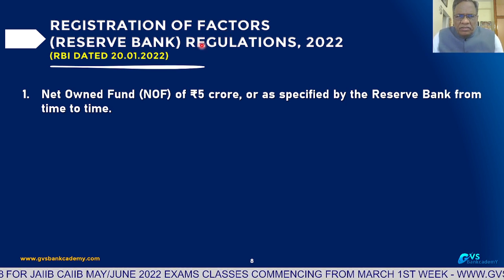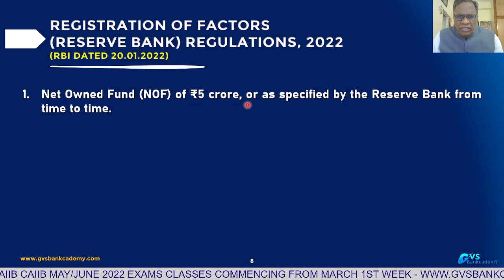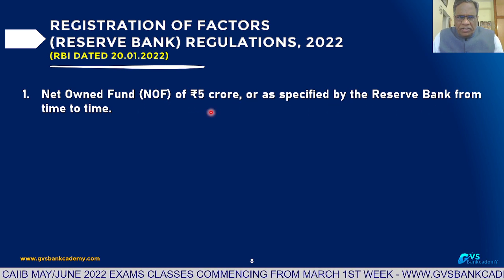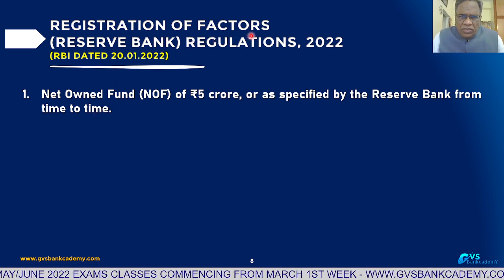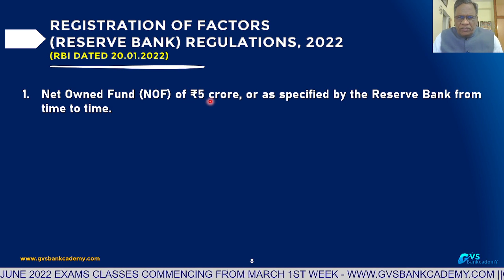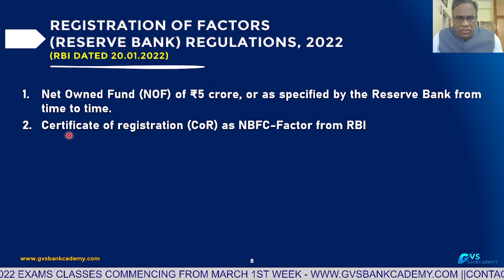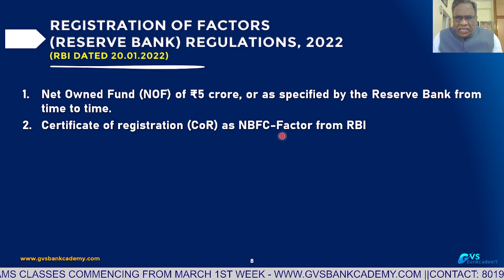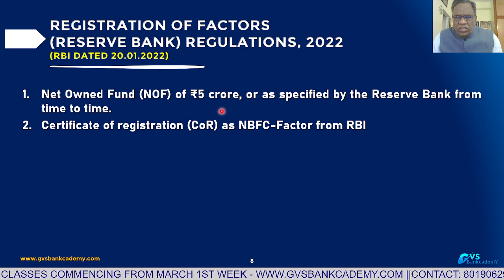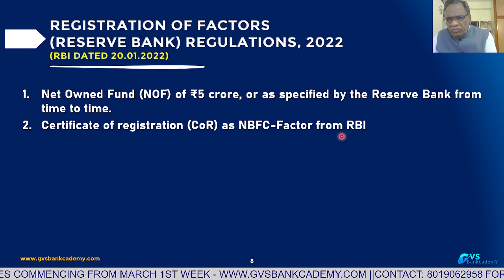Registration of factors. Net owned funds of 5 crores or as specified by the Reserve Bank of India from time to time. For getting a license as a factoring company, the net owned funds requirement is 5 crores. They have to take a certificate of registration as an NBFC factoring company from RBI. One is net worth of 5 crores, and registration with RBI.